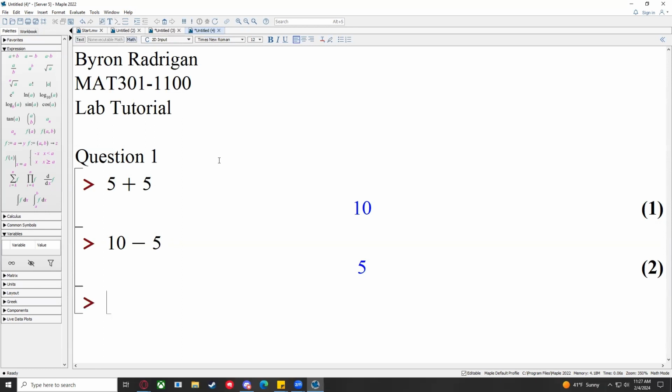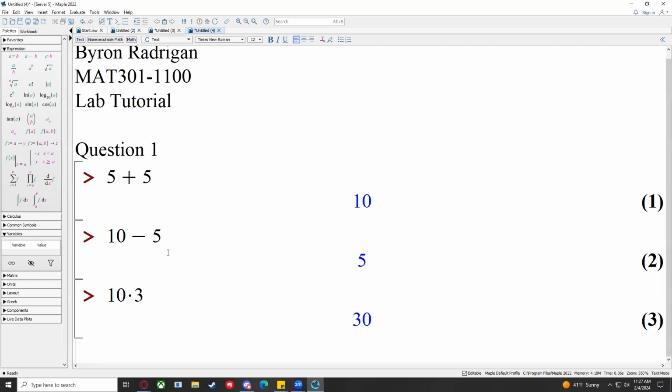Next we have multiplication. To do multiplication, we're going to use Shift 8, which gives us the little star. So let's say we were doing 10 times 3, we would write 10, then Shift 8, and 3. That gives me 10 times 3 here. You can also use the star symbol in the number pad, which is next to the minus sign.